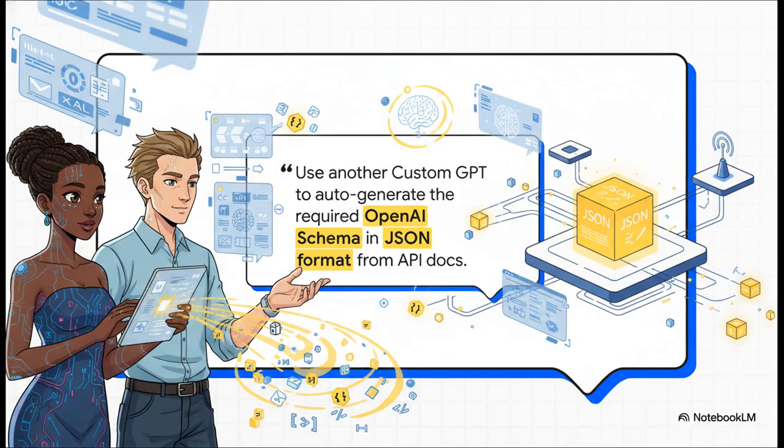And here's a fantastic pro tip that just perfectly illustrates how powerful this all is. To connect your own API, you need to give the GPT a kind of instruction manual for it, which is a JSON file called an OpenAI schema. Now, writing this schema by hand can be a real pain, but get this, you can use another custom GPT to do it for you. You just feed it the API documentation, and it will literally write the schema you need. It's this incredible loop of using AI to build even better AI.